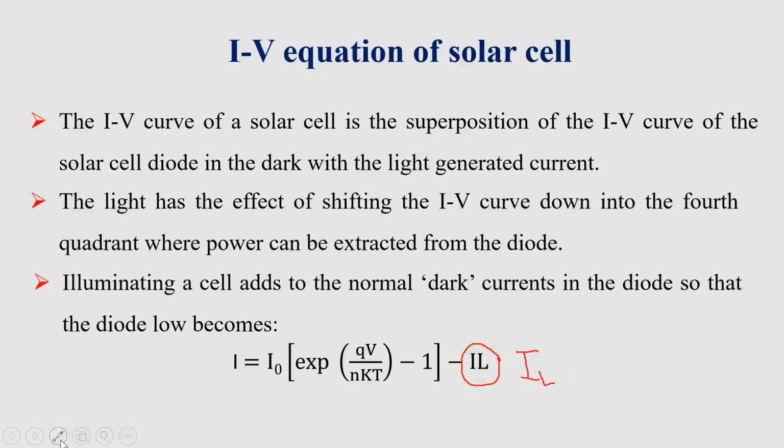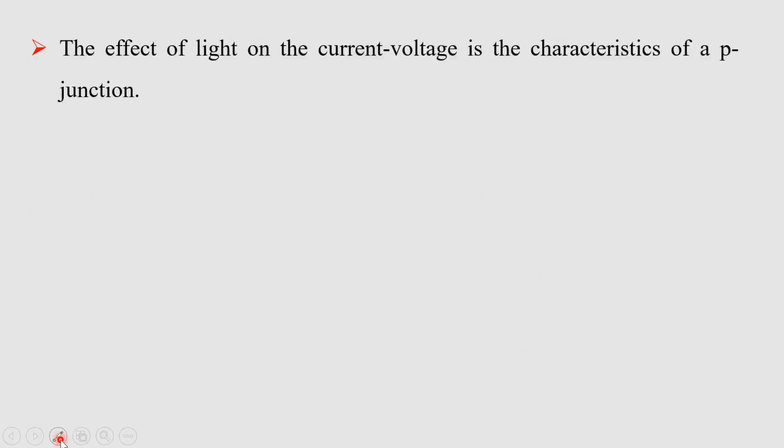Illuminating a cell adds to the normal dark current in the diode, and that's why it becomes this equation, where IL is the light generated current. This is the effect of light on the current voltage characteristics of a PN junction.